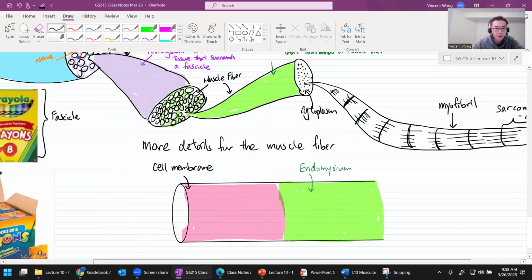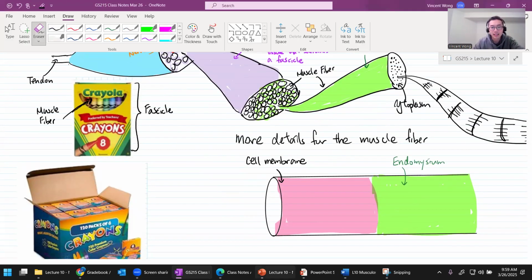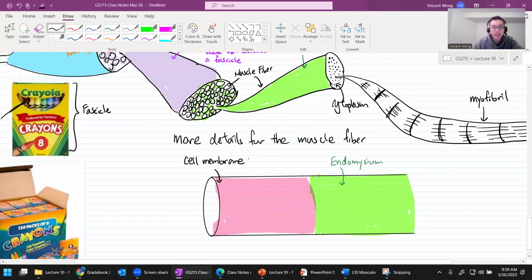Think of the crayons again. The individual muscle fibers, the individual crayons, they have their own paper wrappings, right? That's like the cell membrane around it. Everything in the muscle, they give different names. I'm just gonna write it for you. It's called the sarcolemma. So it's the same as the cell membrane, but they gave it a special name.